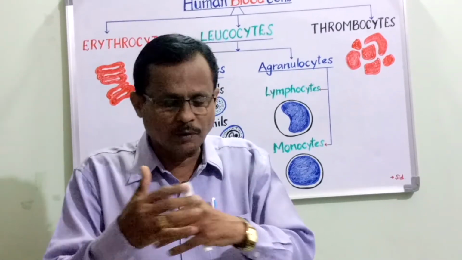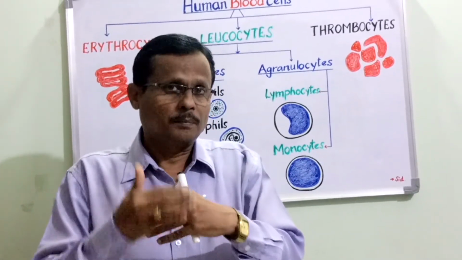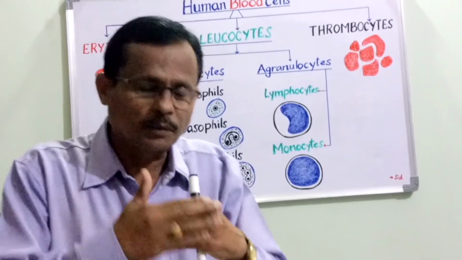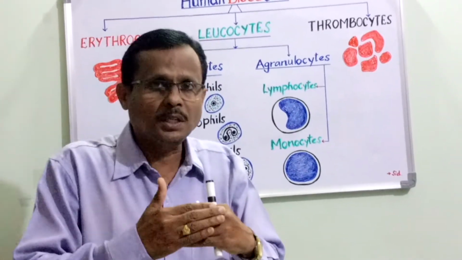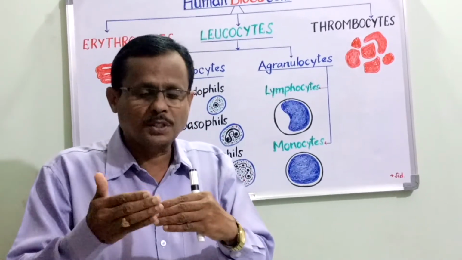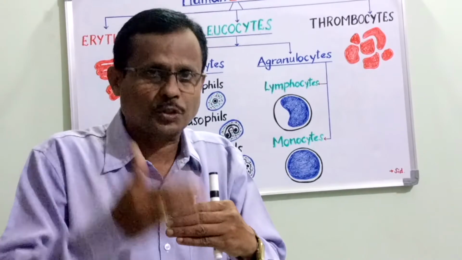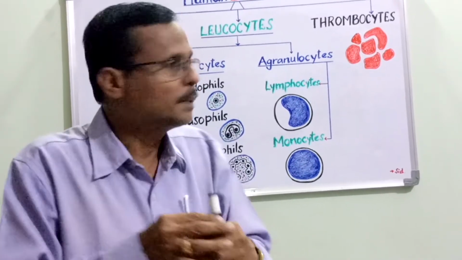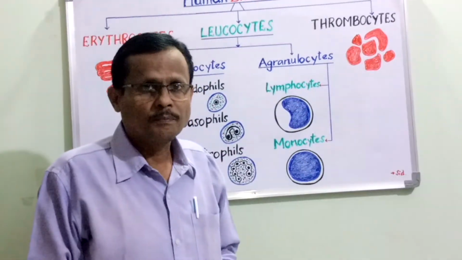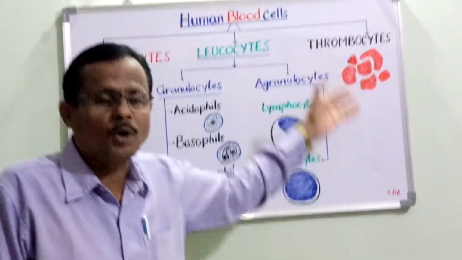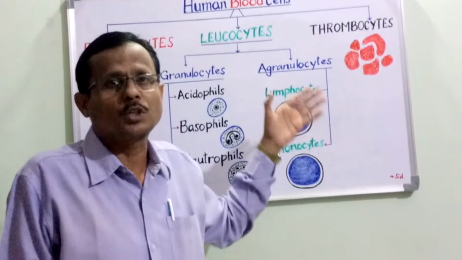These wounds are covered by the thrombocytes. These thrombocytes get together, they cover the body, and they prevent the infection of the pathogens into the body. So the entry of the pathogens is restricted by the formation of plug by these thrombocytes. Hence, these three types of cells are very, very important for our body. These are present in the blood.